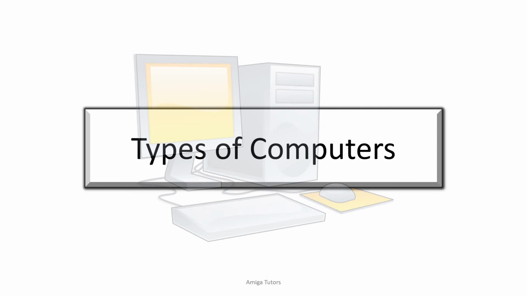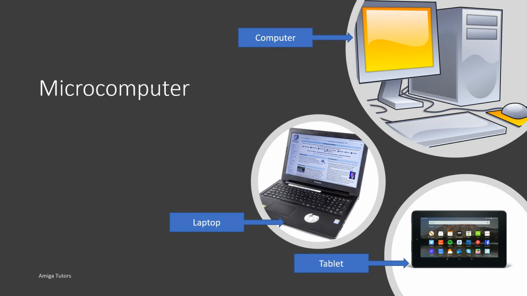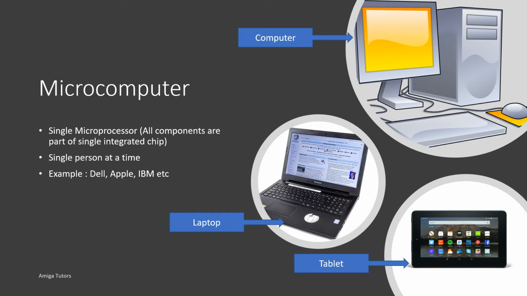Let's talk about types of computers. How many types of computers are there in the world? Here it comes, the first type. This is called a microcomputer. It uses a single processor. All components are part of a single integrated chip and a single person can use it at a time. As in the picture, you can see our personal computer, laptop, and tablet; these all come under microcomputers. Lots of companies like Dell, Apple, IBM and others create this kind of computer.